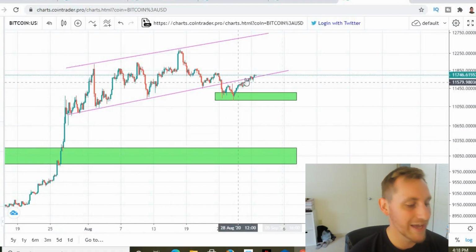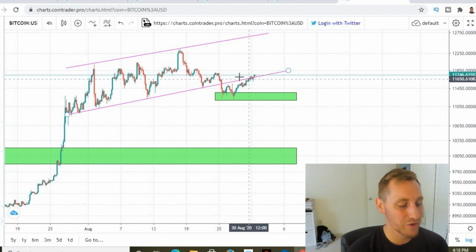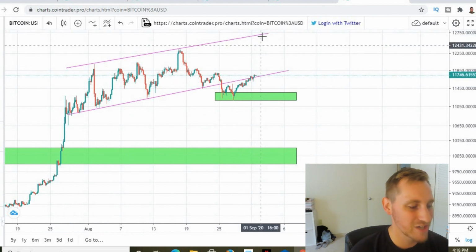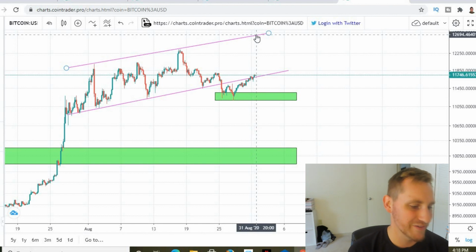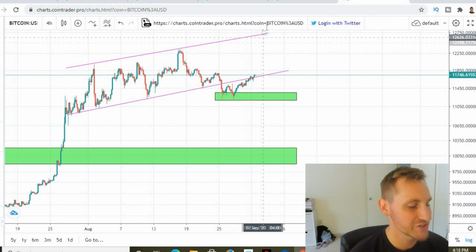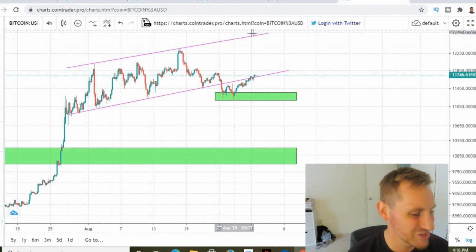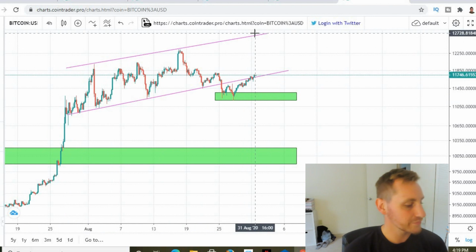But now that we're back in this ascending channel, I see us coming up and retesting the top of this. So if we went straight up today, not going to happen, guys, but we would go all the way up to 12,685, around there, or 12,700 if you want to call it an even number. That's the next resistance to look out for, the top of this ascending channel. But that could take a few days to a few weeks for that to pan out, right?